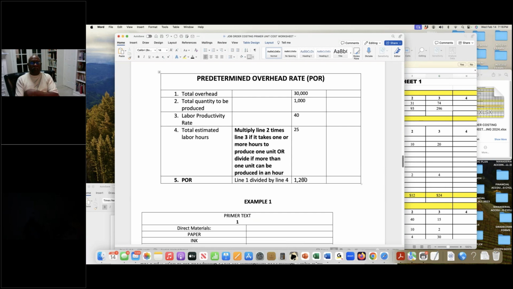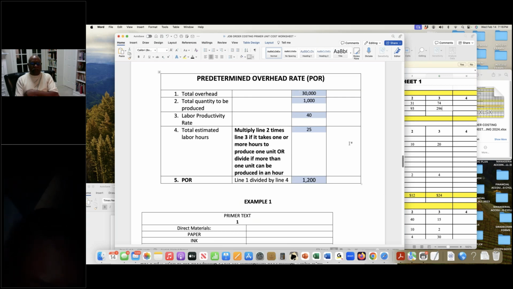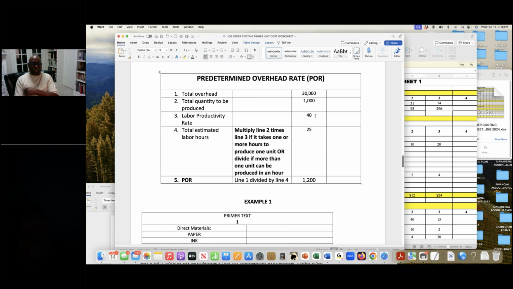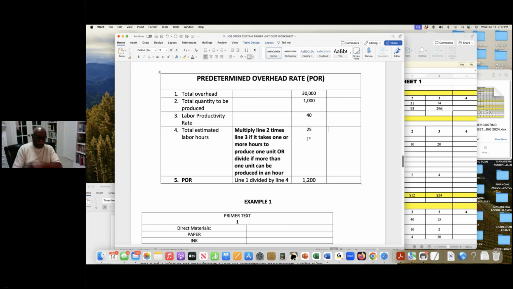This is the formula. It's done like this all the time. What you have to make sure you do is get this number. The total overhead is given, you know it. The quantity to be produced, you know it. For the labor rate productivity, you have to look at line 4 and see whether you are dividing, as we did here, or multiplying.